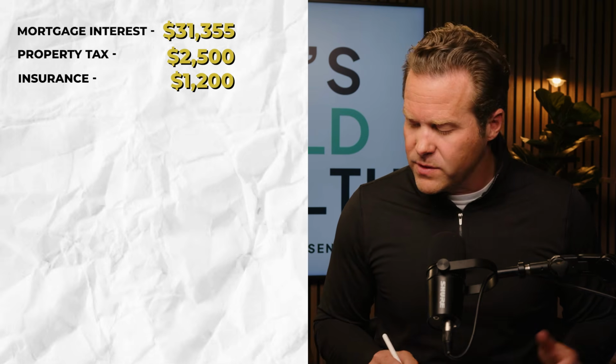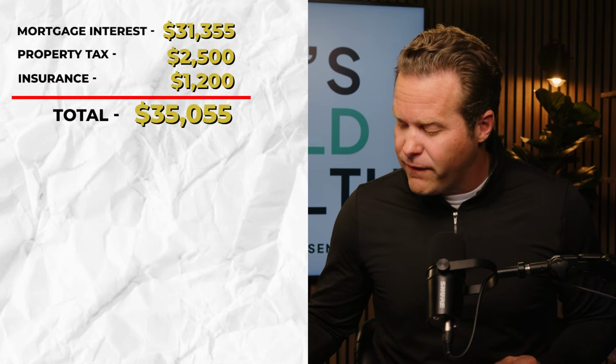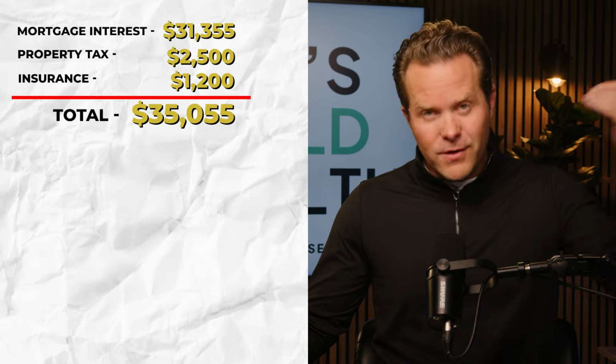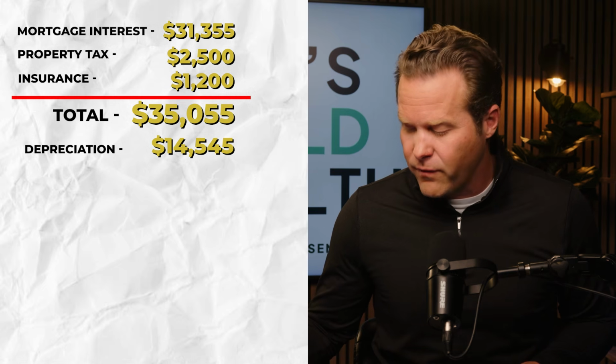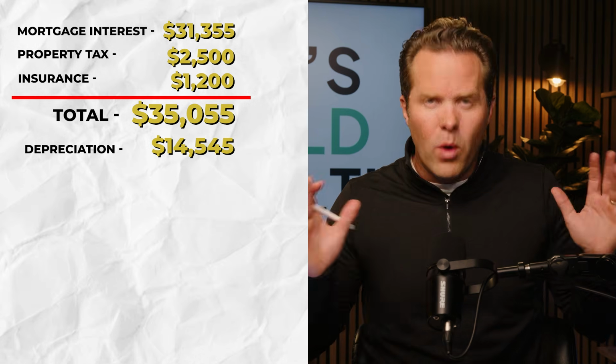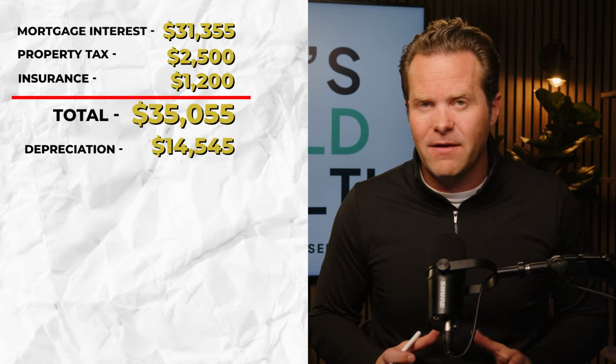Okay, let's start adding stuff up here to see where we're at. We had $31,355 of mortgage interest. Let's say the property taxes were $2,500 and the insurance on the property was $1,200. So that's getting me to $35,055. Now I also get to take depreciation expense. That's $14,545. But what else can I take? What else am I going to take that's going to add up and give me more expenses?